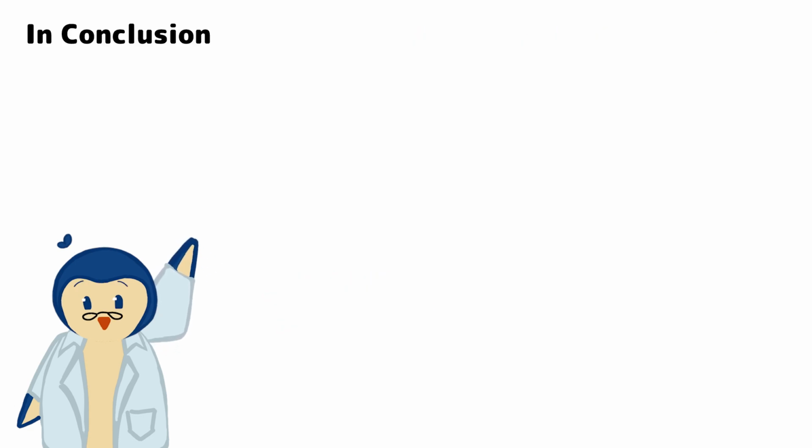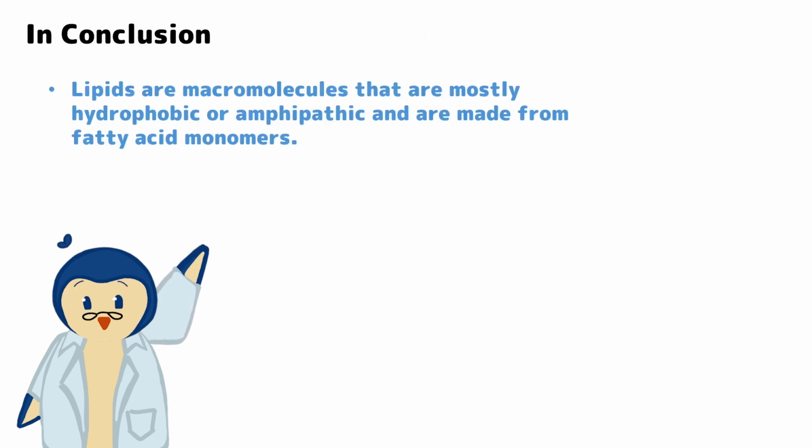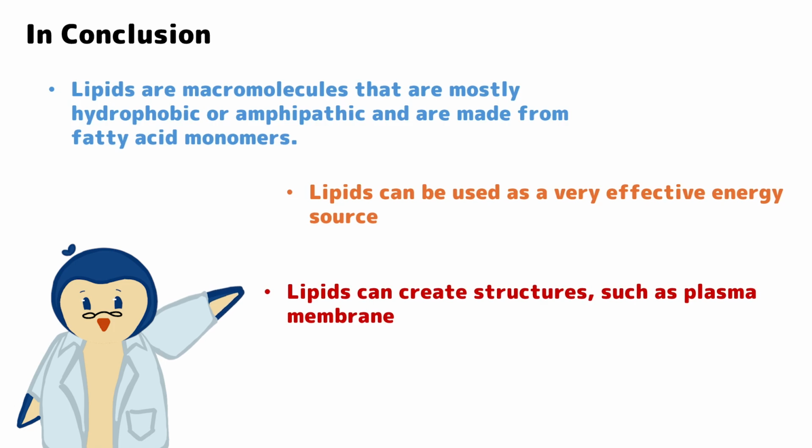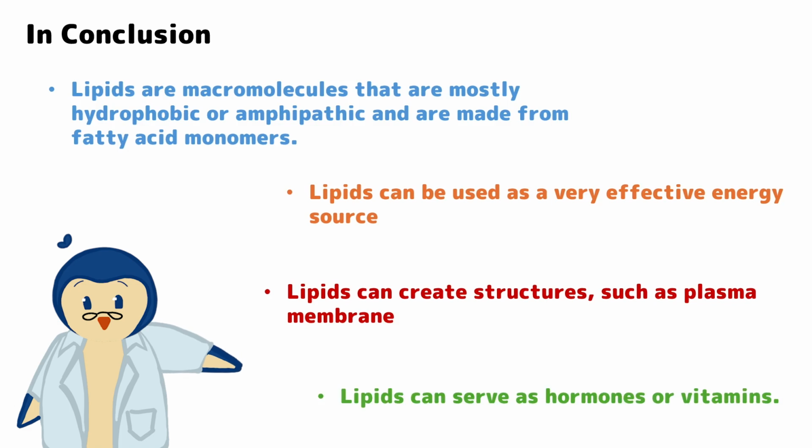And in the end, we get to the conclusion. So, lipids are the macromolecules that are mostly hydrophobic or amphipathic and are made from the fatty acid monomers, as we mentioned before. Lipids can be used as a very effective energy source since they can make 3 times more ATP than glucose molecules. Lipids can create structures such as the plasma membrane, which can separate 2 different compartments. And lipids can serve as hormones or vitamins to regulate processes in the organism.